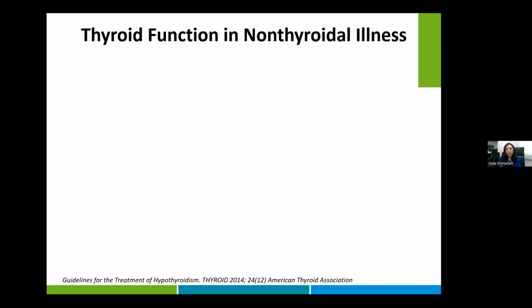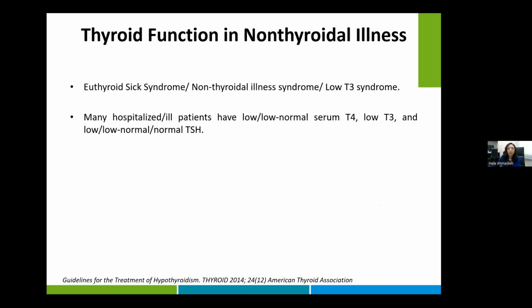Now, there is an entity which is called the non-thyroid illness, or you may see it in books as sick euthyroid syndrome or the low T3 syndrome. We often find this entity in individuals who are hospitalized. Usually they are in critical care units. And when you measure the thyroid tests for those individuals, you will find that they have either low or low normal T4. They will have a low T3 with a low, low normal, or normal TSH, mimicking the central hypothyroidism.